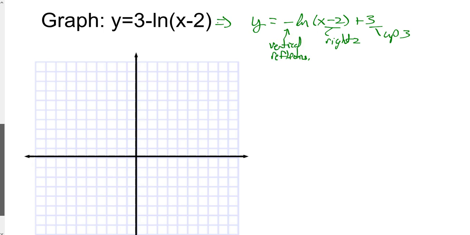And we know how to go ahead and do that. We're just going to think about the parent function that we just drew, which has the key point at 1, 0, and it hooks off there. Now I'm just expecting this to go right 2 units, so that's going to include the VA. So if my VA was at 0, now it's going to be at x equals 2, because I moved right 2 units.